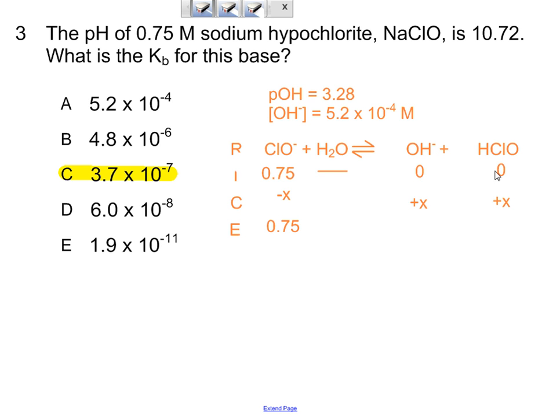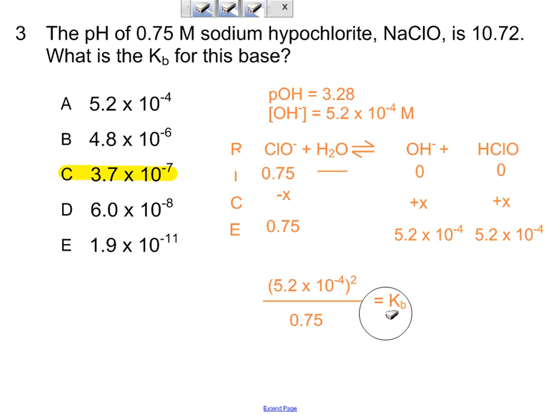If we see this Rice problem, well, now I need a Ka to find X, except I don't, because I know the hydroxide ion concentration. If I know the hydroxide ion concentration, I also know the HClO concentration. My Ka is hydroxide times HClO over ClO minus. Sorry, my Kb. So the correct answer is 3.7 times 10 to the negative 7th.